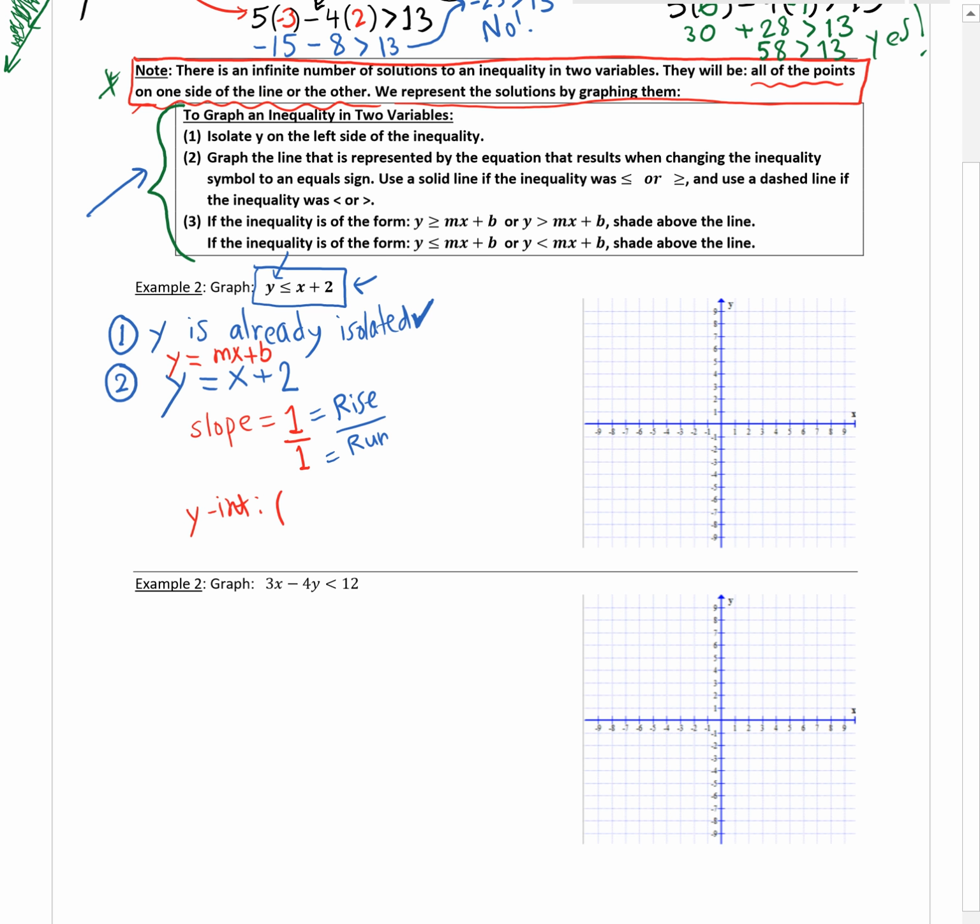And then the other component of it is your y-intercept. Remember, your y-intercept always looks like the point (0, b). And b is just the number at the end of the equation, adding with x. So it looks like our b is 2. All right, let me see if I can graph this.